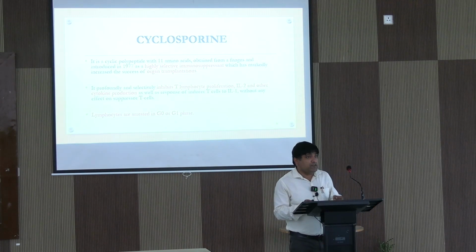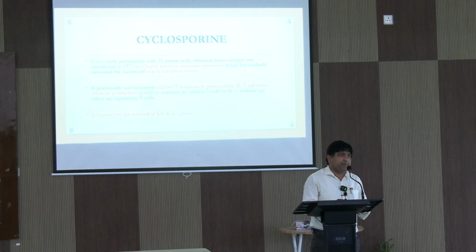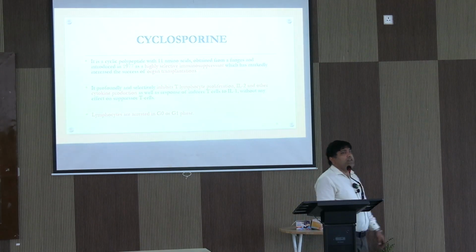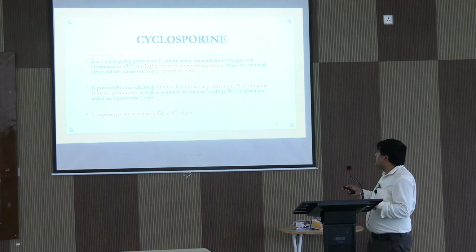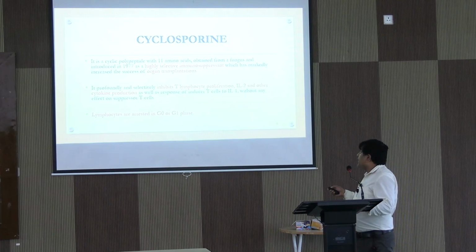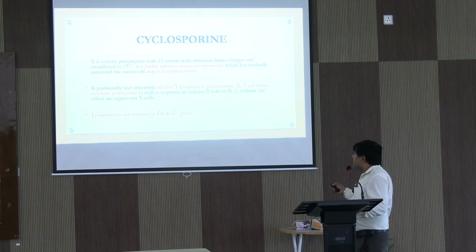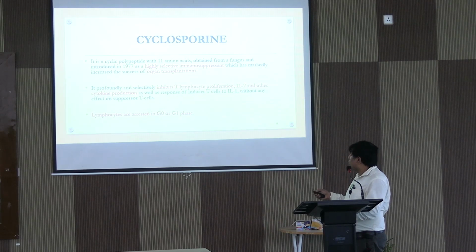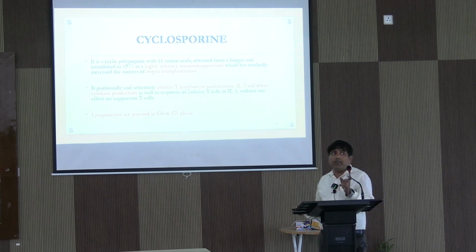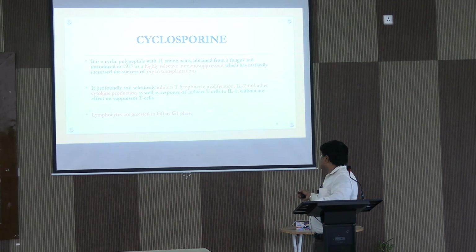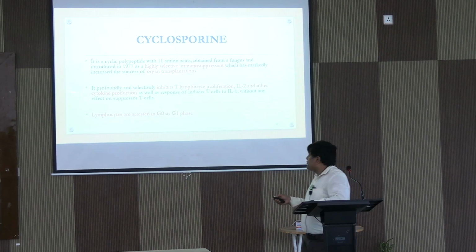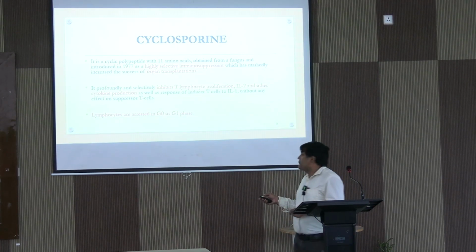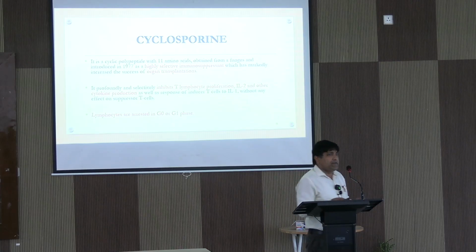Cyclosporine is one of the most effective immunosuppressants. They are calcineurin inhibitors. They suppress cell-mediated immunity and have vastly increased the success of organ transplantation. They inhibit T lymphocyte proliferation, IL-2 (interleukin 2) and other cytokine production, as well as the response of inducer T cells to interleukin 1. Lymphocytes are arrested in the G0 and G1 phase. Now, how does it act?